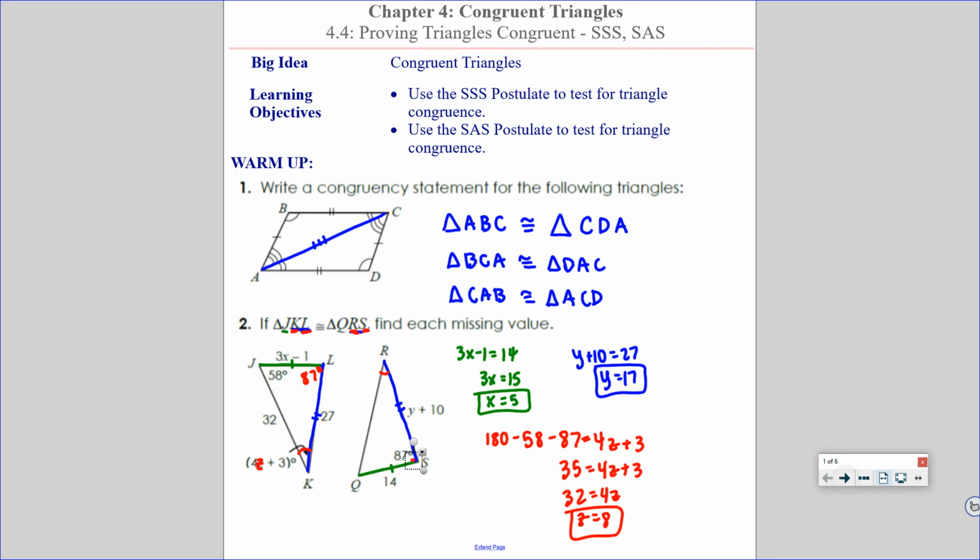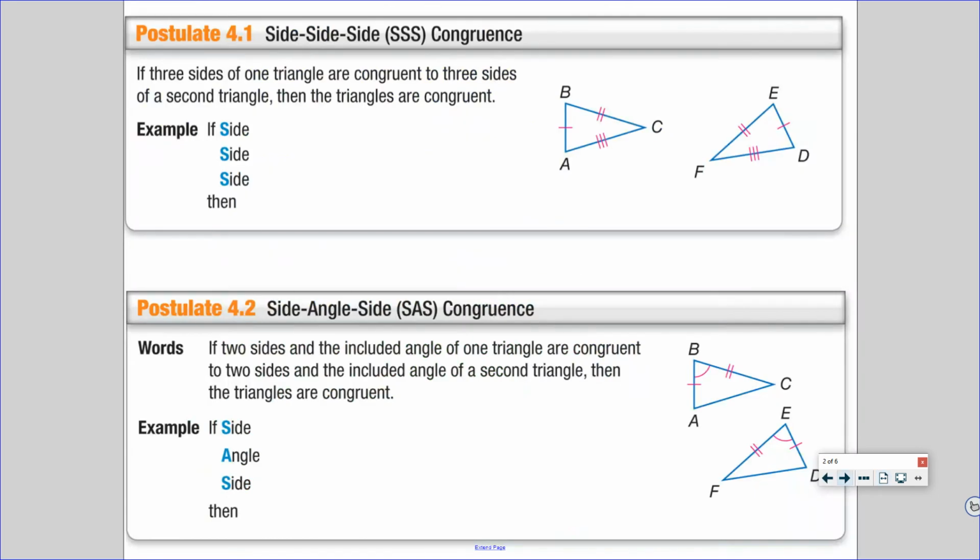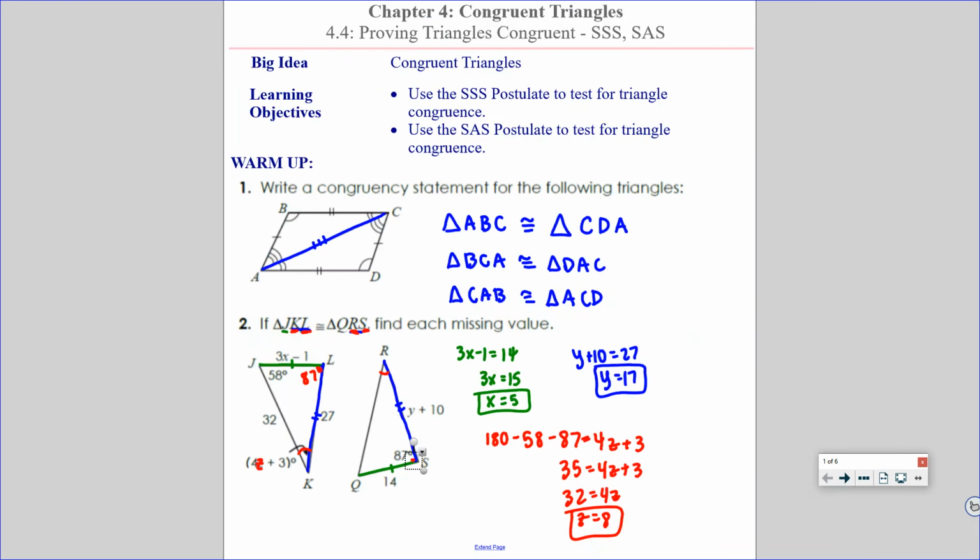Now, you don't have to go through and ever prove why these postulates work. Remember, postulates in math are just something you accept as the truth, and you're going to have to apply them when we do proofs. Okay? All right, there's two postulates we're going to talk about today. So if you see the title, you see SSS and SAS.